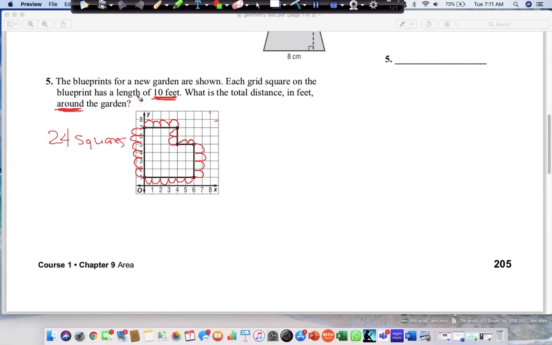Then it said each square was 10 feet. So we multiply that times 10, which gives us 240. Anytime you're multiplying any number by 10, you just add a zero to that number, and that is your answer. So 240 feet of distance, okay? So we have 24 squares times 10 feet, which gives us 240 feet.